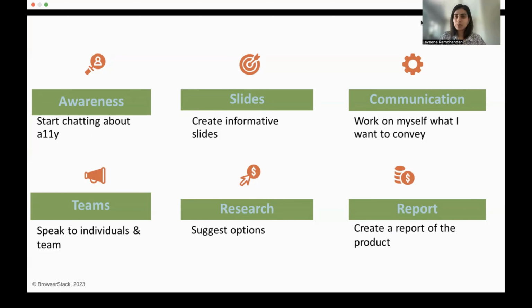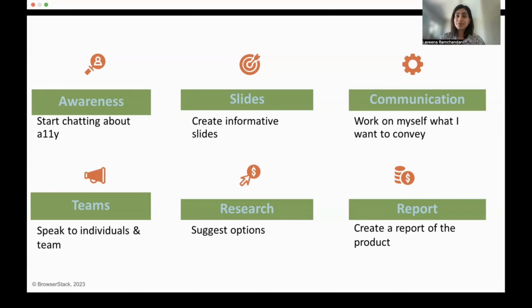But the main thing we should start with is making noise around awareness. So start talking about accessibility, speak to colleagues, speak to other teams, see what other departments are doing. Create some sort of informative slides to give information about why we should be doing this, because there are people in our engineering teams, in our squads, who may not have enough knowledge. Communication wise, work on myself as well of what I want to convey. I should not be waffling. I should be giving information that's really useful and provides opportunities, value at the end of the day.